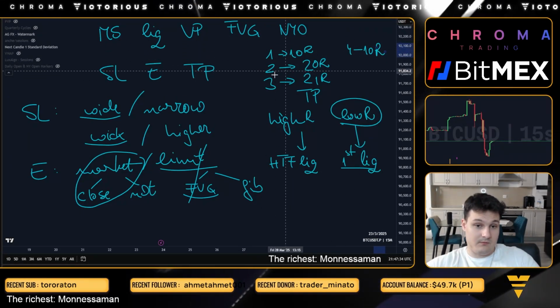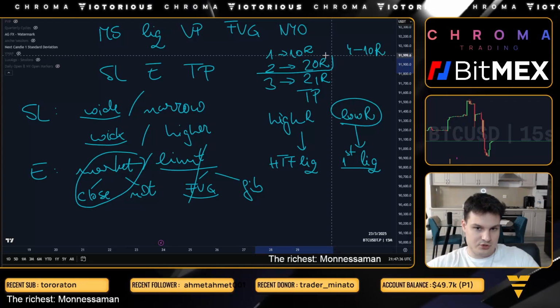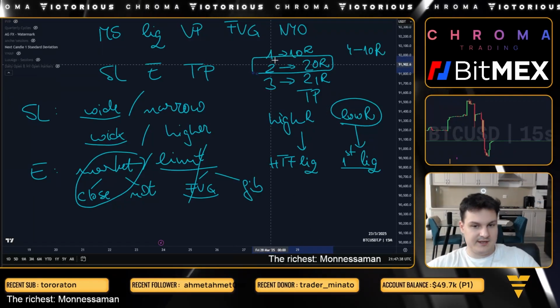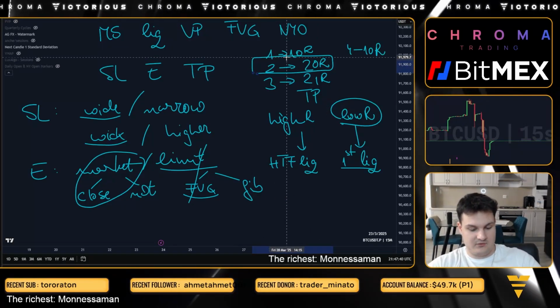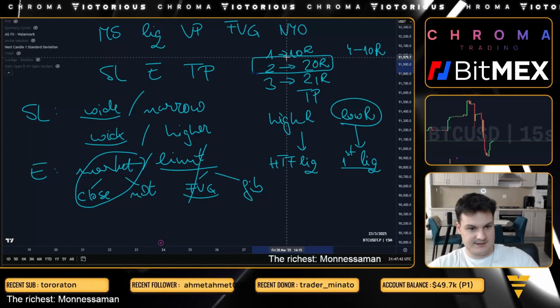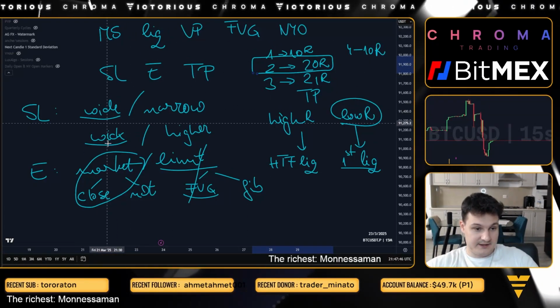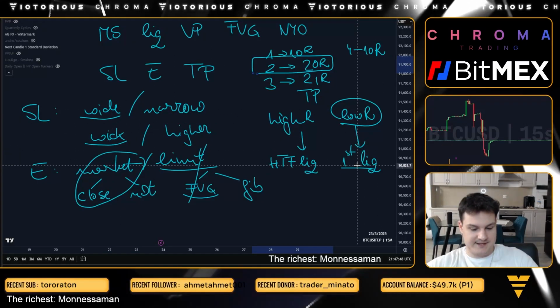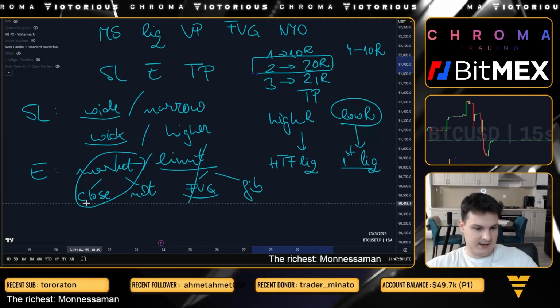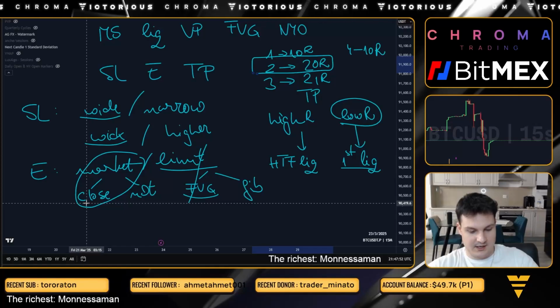So after 4 months, we have reached the conclusion that 20 R is better for our system, and we're gonna use a wide stop loss at the wick, low R trades at the first liquidity level, and market enter on the close.